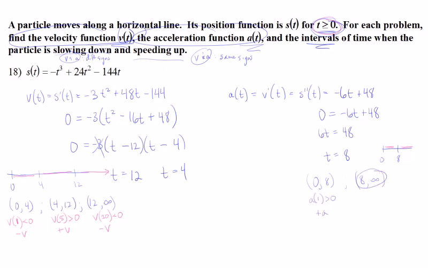In this interval, I can plug in anything greater than 8. I'm going to do 10 just because 10 is a little easier to work with than 9. So if I do negative 6 times 10, that's negative 60 plus 48, which is negative. And so a would be negative, right?